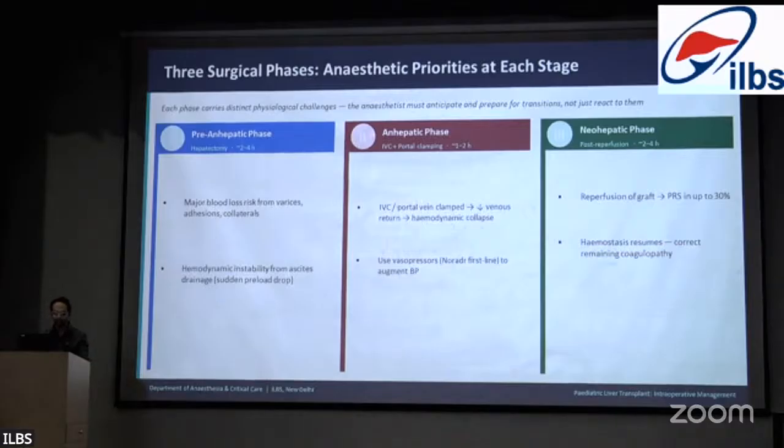The first phase is the pre-anhepatic phase, where the hepatectomy is done, normally lasting 2 to 4 hours. The major risks are blood loss from varices, adhesions, and collaterals. The patients can have major hemodynamic instability from ascitic drainage during this phase. Next comes the anhepatic phase, which starts with the portal vein clamping and IVC clamping. Here, due to clamping of the IVC and portal veins, there's decreased venous return, which can cause hemodynamic collapse. So vasopressors have to be used. Noradrenaline is the first line. Next comes the neohepatic phase or the post-reperfusion phase, where we face problems like PRS.